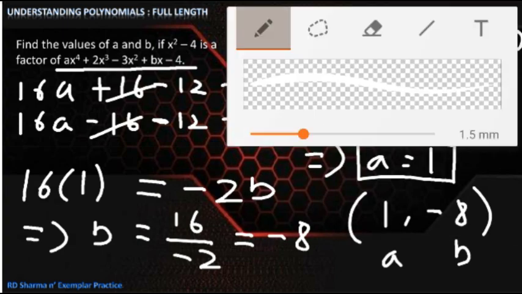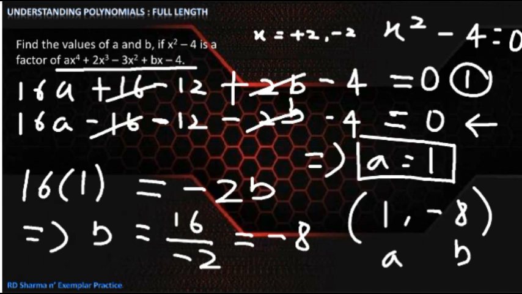After obtaining a equals 1, you substitute the value of a in the first expression, and from there you will find that 16 equals minus 2b. That will give you the result b equals 16 by minus 2, that is minus 8. So a and b should be equal to minus 8 and 1. B should be equal to minus 8 and a should be equal to 1. Try solving the question and see if you find the same answer.